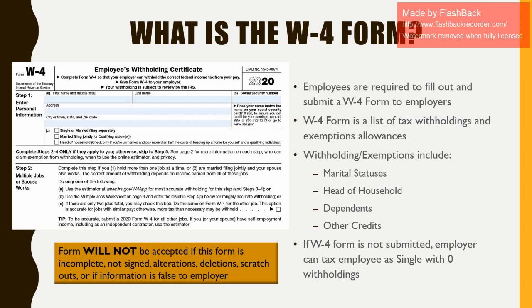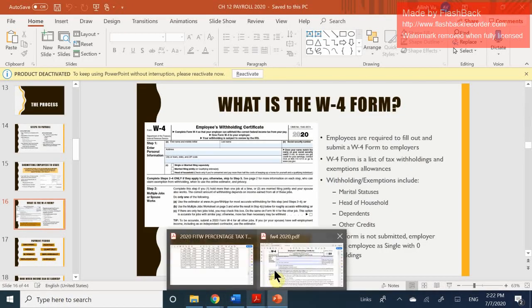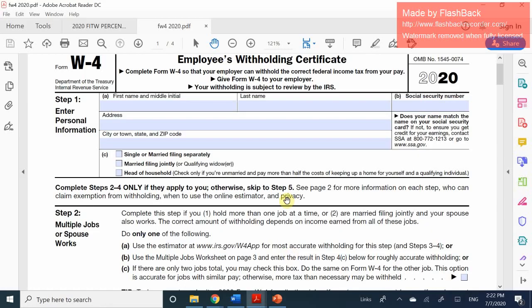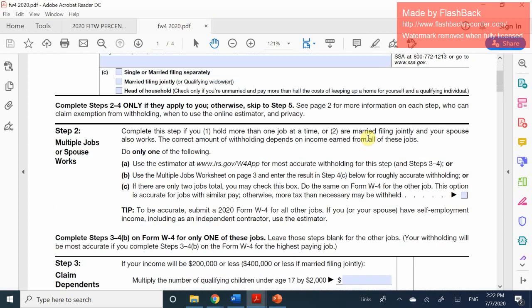Okay, so again, I want to take this time to quickly go over this form. So this form is actually very different from the one for 2019. The 2019 one was a lot easier to fill out. This one, they actually changed the form because nowadays we have people who have multiple jobs.